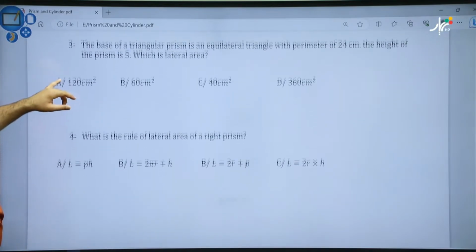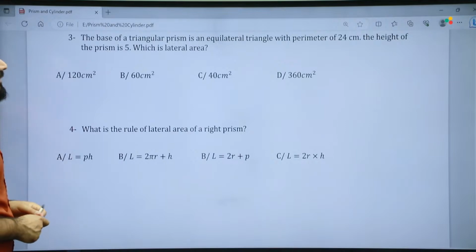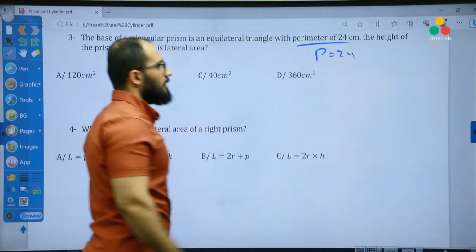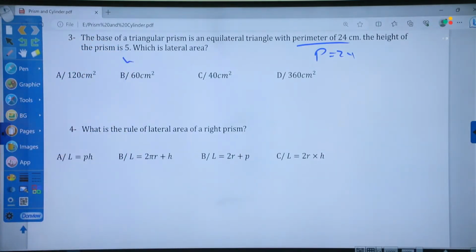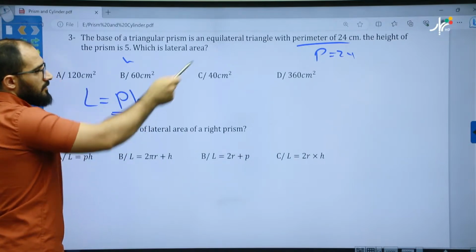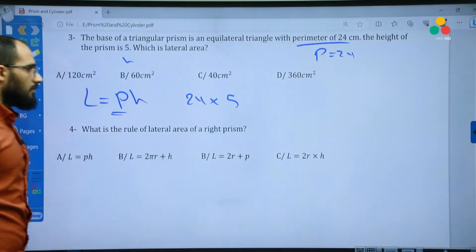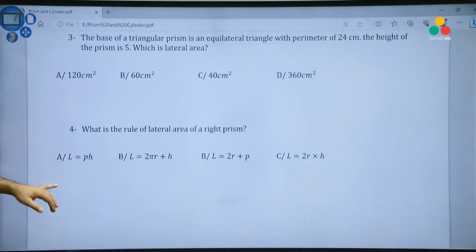Then question 3, the base of a triangular prism is an equilateral triangle with perimeter 24. So P is equal to 24. The height of the prism is 5. This is H. It says find the lateral area. It's a right prism. Lateral area is equal to P times H. P is already given. It's 24 times 5. 24 times 5 is equal to 120. So the answer is A, 120 centimeters squared.